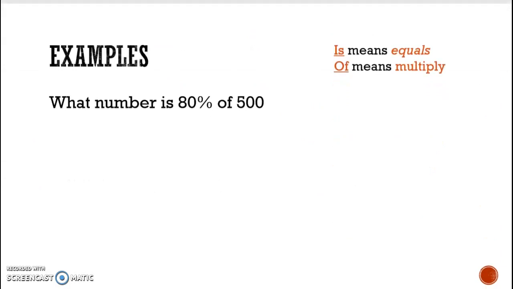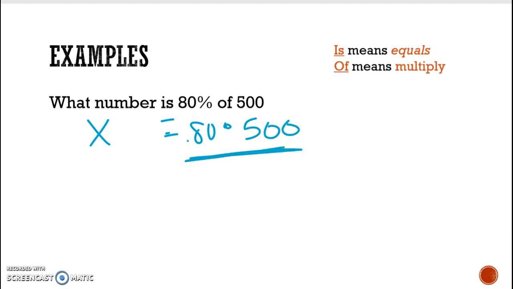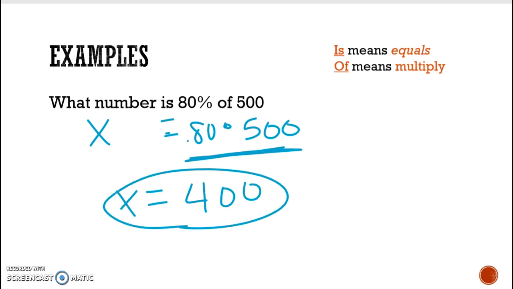Okay, here's another example. Is becomes equals, of becomes multiplication, and I just drop everything down. What number is 0.80 of 500? So these two are already on the same side of the equation together, so all I have to do is multiply. So 0.80 times 500 is 400. And we're done.